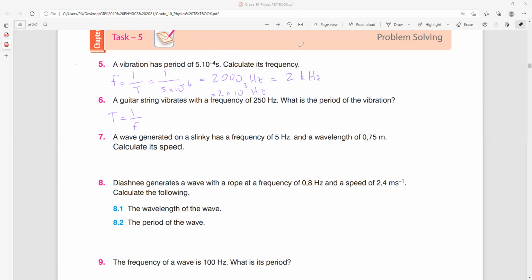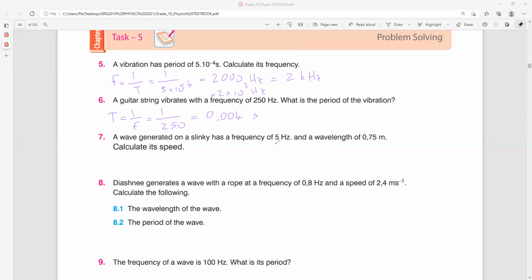I think an answer is coming now, 0.004. 0.004 is correct. Yes. Okay, so we can answer now. We have an answer from you. 1 over 250, and 1 over 250 equals 0.004 seconds. Done. As you see, just similar questions, people.